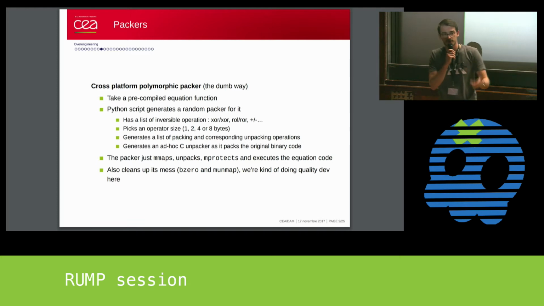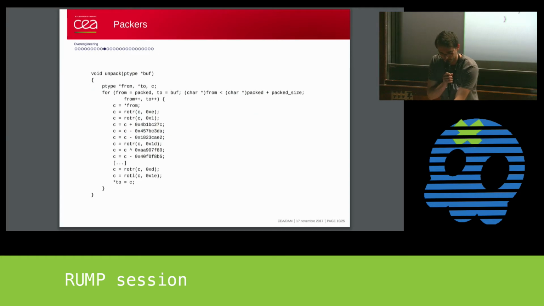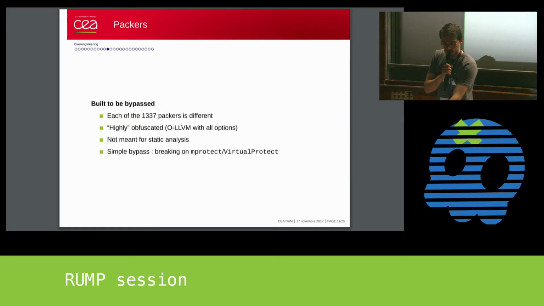Then the packer is really simple, as Adrien showed you. It maps memory and unpacks the code, and then it calls mprotect to make it executable, and that's the right moment to break and bypass all the packing that came before. And then at the end we clean everything up, because we wanted to do something really clean, so that it looked like it was written in C.